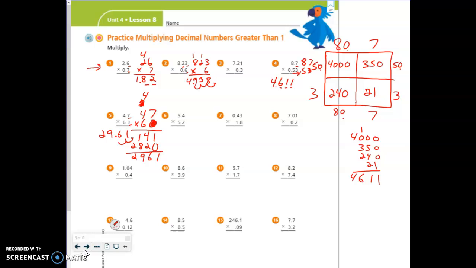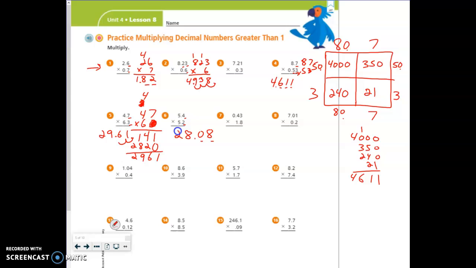So for number 6, 5.4 times 5.2 should end up with an answer of 28.08, and again we have two numbers behind the decimal point in the problem, two numbers behind the decimal point in the answer. Those two numbers need to match up.